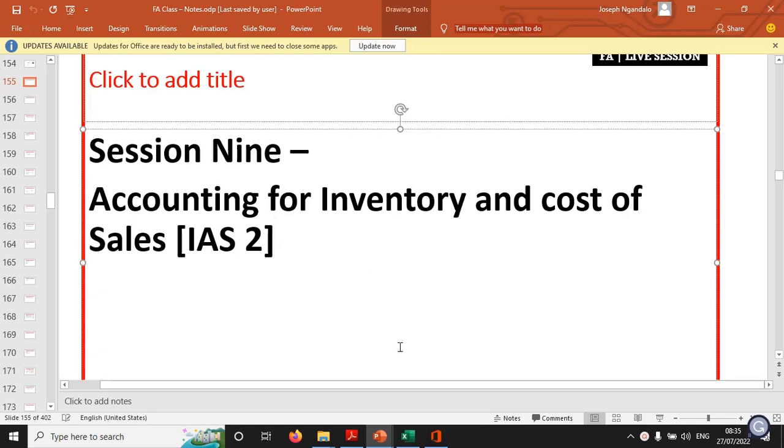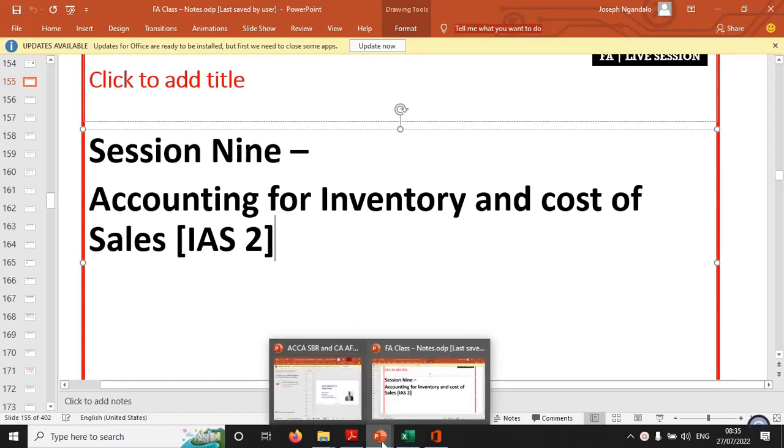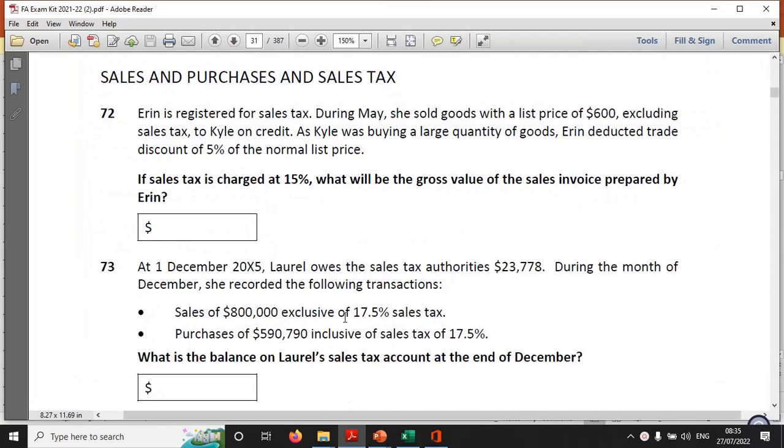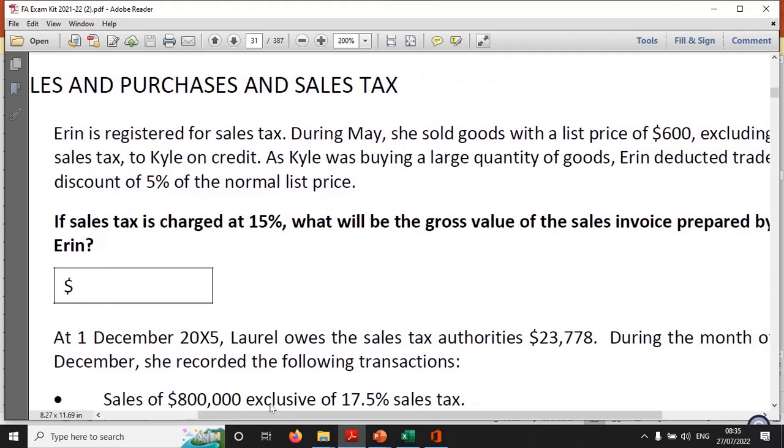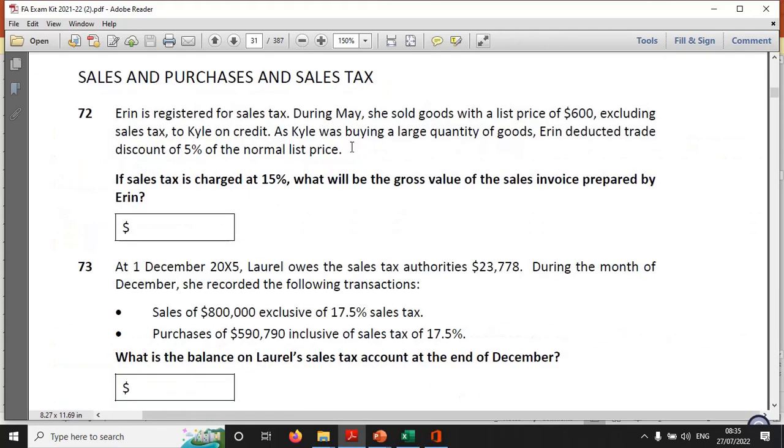Maybe you'd allow me just to get to some questions on tax, that is sales tax, so that we can see if we can survive. All of us will be doing these questions. Question 72 says a lien is registered for sales tax. Now this was sent to you on your page.